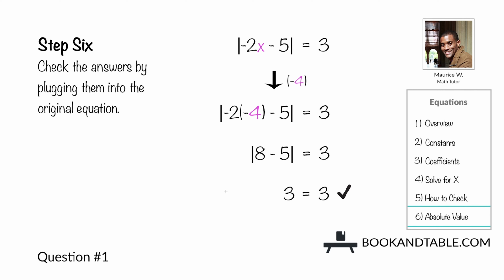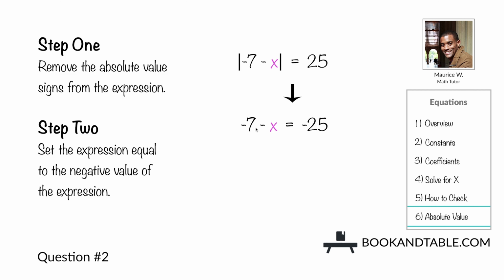Okay, so the answers for question 1, x is equal to -1 and x is equal to -4. Question number 2, the absolute value of -7 minus x is equal to 25. Step 1, remove the absolute value signs from the expression, leaving you with -7 minus x on the left side. Step 2, once again, set the expression equal to the negative value of the expression. The positive value, this expression is equal to +25, so the negative value would be -25.